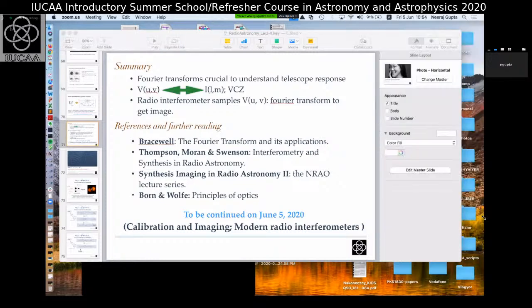So these are some of the basic references which I had shared. Bracewell, this is for Fourier transform and its applications, but you should also look at some signal processing books at the same time. That would give you a slightly different perspective on it. But Bracewell is very exhaustive if you want to learn Fourier transforms formally.